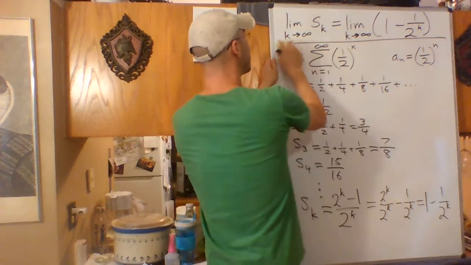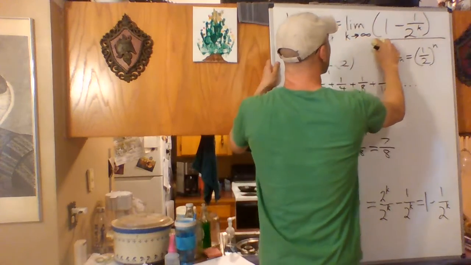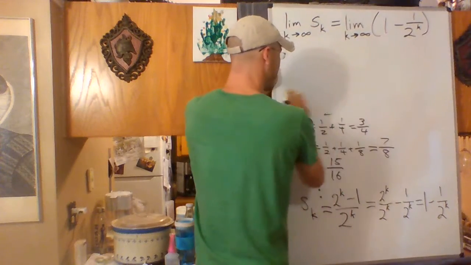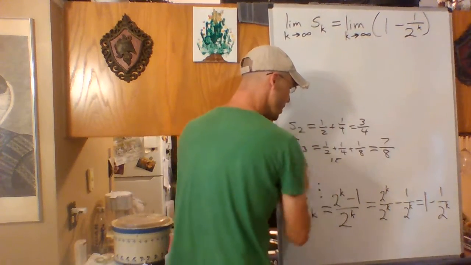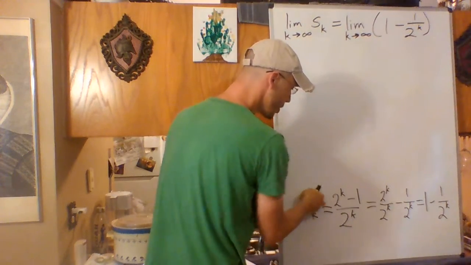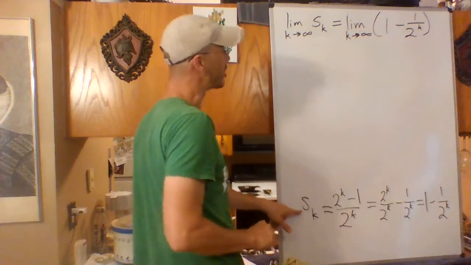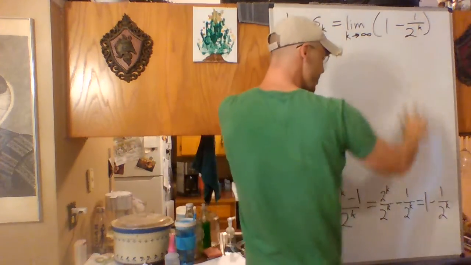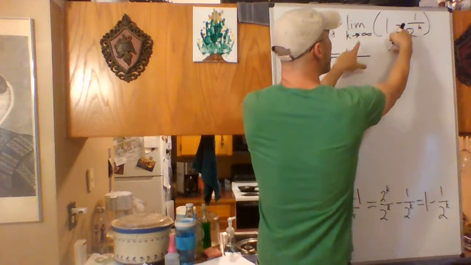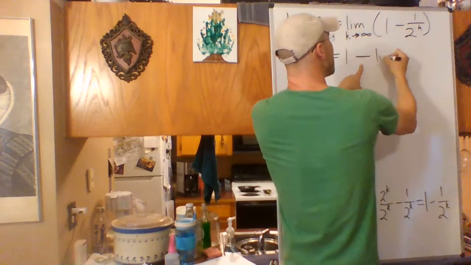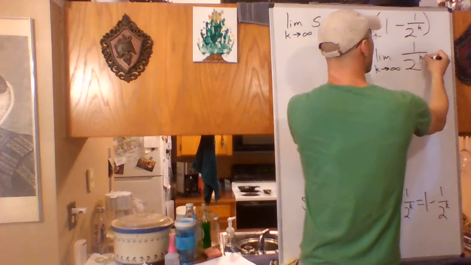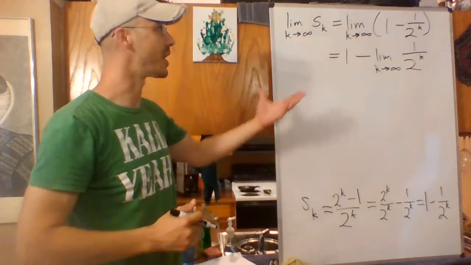I'll write this again, just using the final formula for the kth partial sum, not the individual first, second, third, but the kth partial sum. The limit of the kth partial sum is the limit of this expression, which is 1. The limit of 1 is 1, minus the limit as k goes to infinity of 1 over 2 to the k. And this is where we can use our knowledge of sequences to find this value.